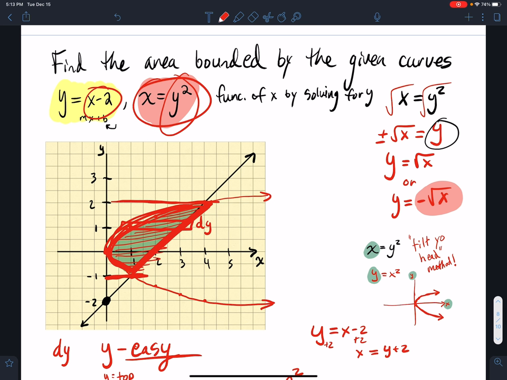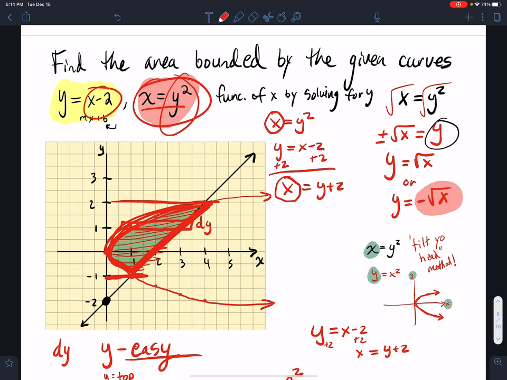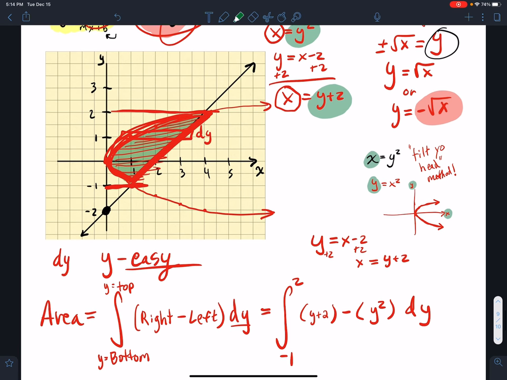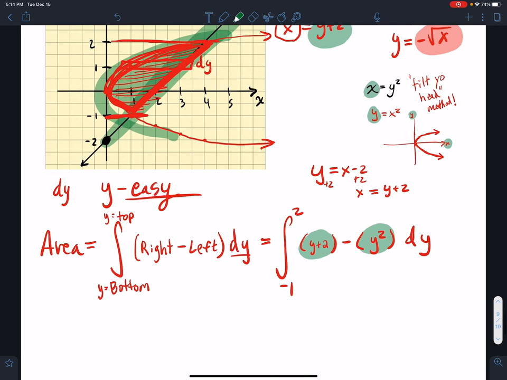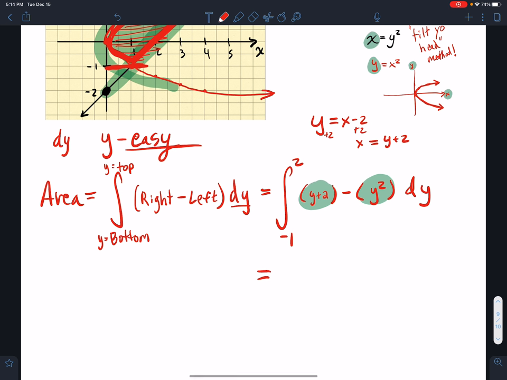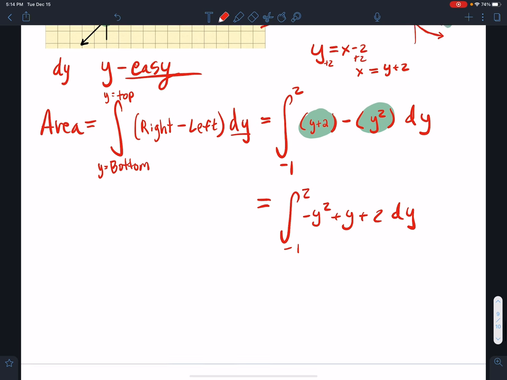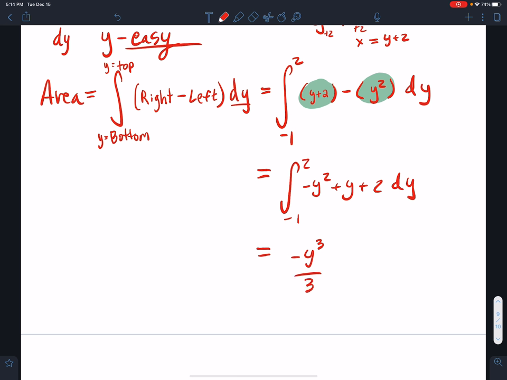So you had it already set up, x equals y squared. But this one was y equals x minus 2, so to make it x, I add 2 to both sides, and now I have x equals y plus 2. Those are my somethings that go inside here and here. Right minus left. So whenever I integrate this, what do I get? I get the integral from -1 to 2 of negative y squared plus y plus 2 dy. That's negative y cubed over 3 plus y squared over 2 plus 2y, evaluated from -1 to 2.